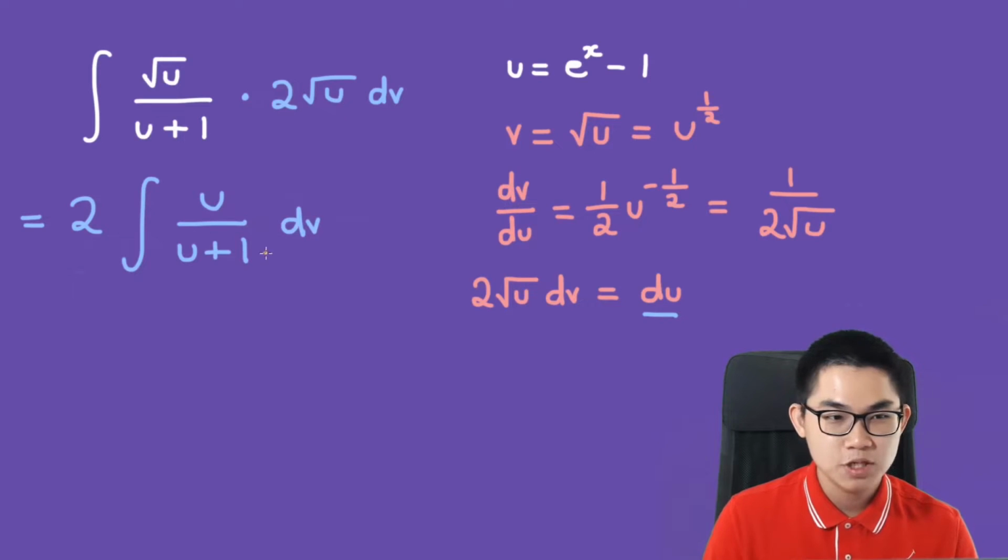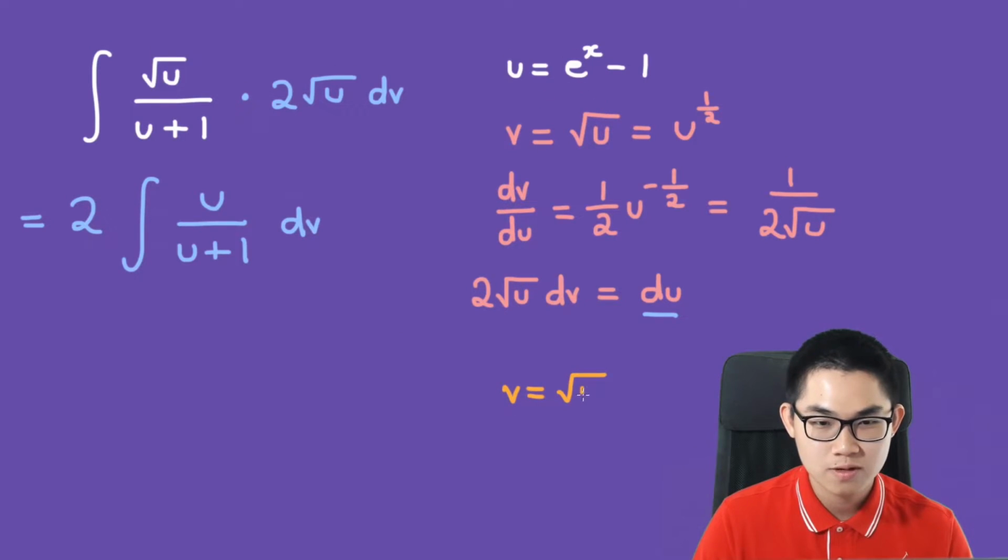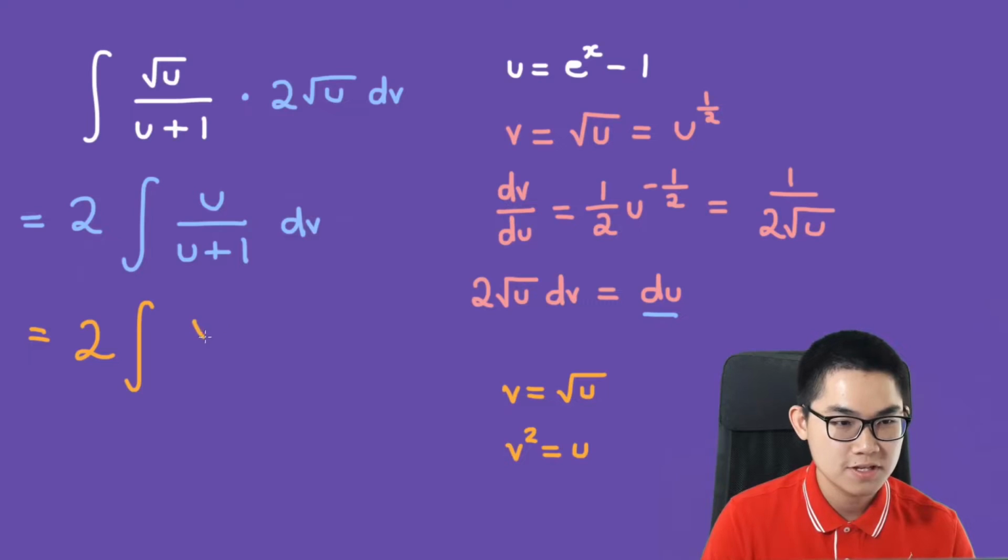And now it's time to change the u into the v. And how exactly are we going to do that? Well, remember here we said v is the square root of u. So it must be that v squared is going to be u. We have 2 times v squared divided by (v squared plus 1) dv.